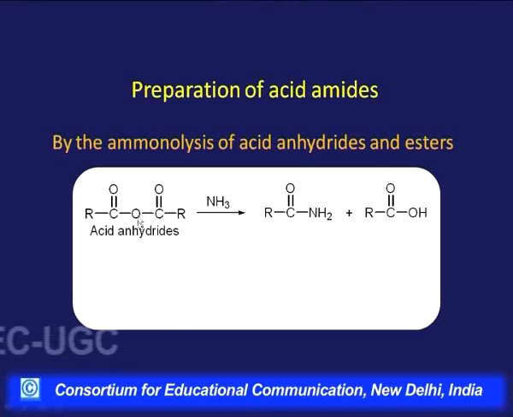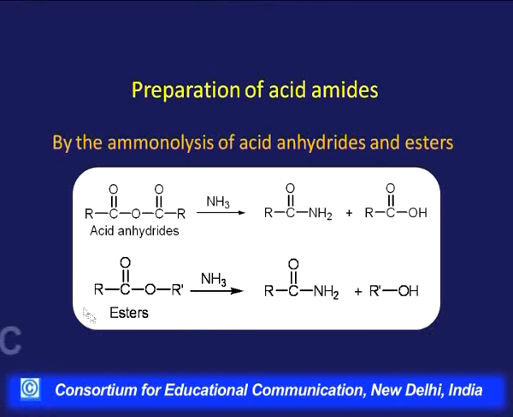This is the reaction with anhydride: the bond breaks, NH2 comes here, H will go here, and this will be lost as an acid molecule. Similarly, if we have some ester, this bond will be cleaved, NH2 will come with this, we will get the amide, and this portion will be lost as the alcohol that was present in the ester.